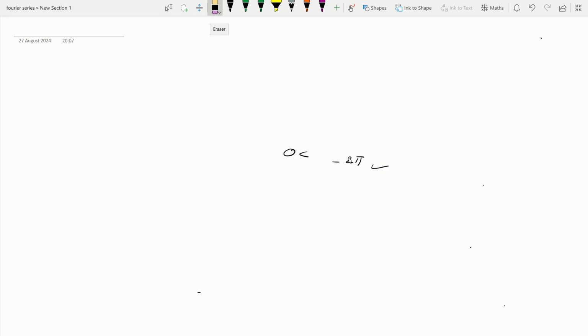The A0 formula we are already familiar with: 2 by n summation y. The y values you already tabulated. Calculate the sum of the y values using a calculator.